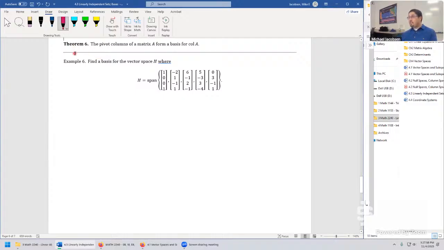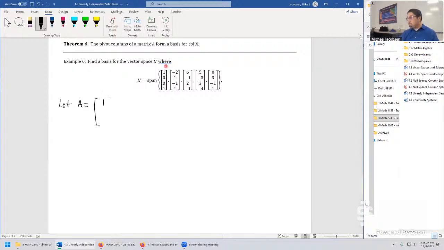Theorem 6 can be used here, even if you're not looking into a matrix A whatsoever. Col A is just shorthand for the column space of A, but you can force the column space of A here by just saying let A equal the matrix formed by these particular vectors as columns. We'll reduce this matrix A, look into the pivot columns of that, and that'll automatically form the basis for H. So again, just kind of a do-over from before.